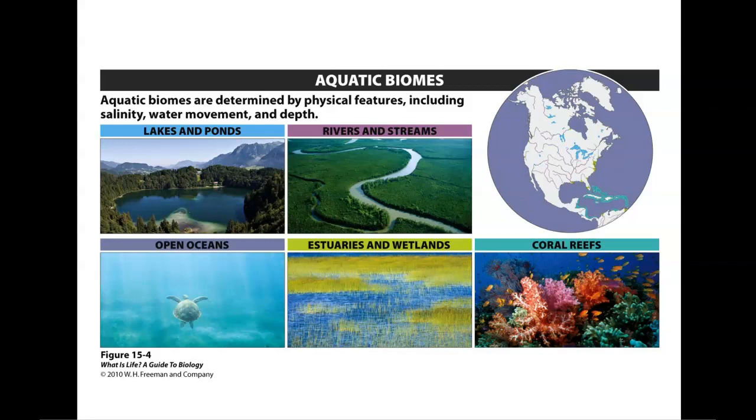You have the lakes and ponds, and that's going to be the non-flowing freshwater. You have rivers and streams, that's going to be flowing freshwater. You have estuaries and wetlands. These are going to be areas with saltwater and freshwater that mix together in shallow regions. You have open oceans, which are going to be deep saltwater, and coral reefs. These are going to be highly diverse and productive regions in shallow oceans.